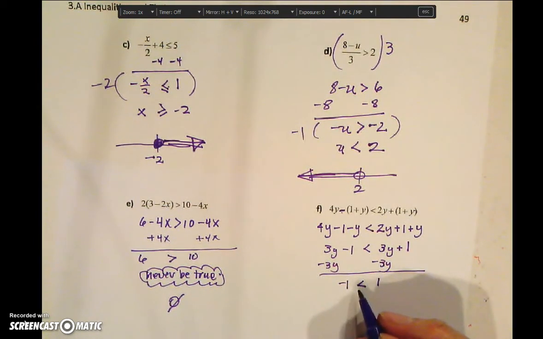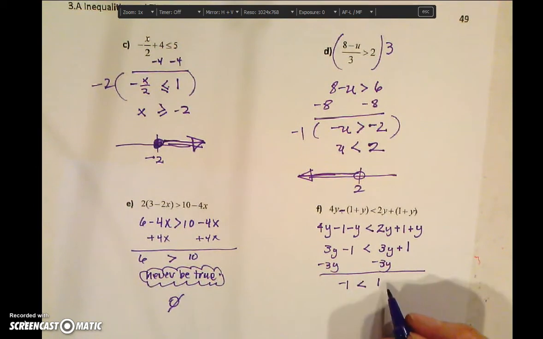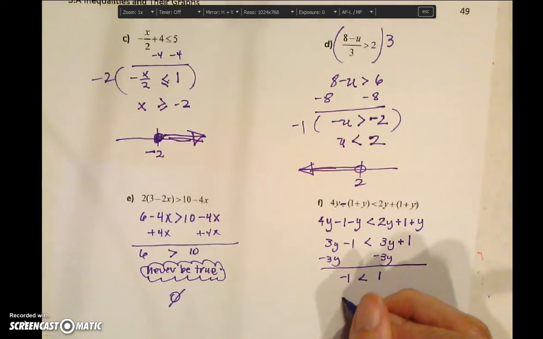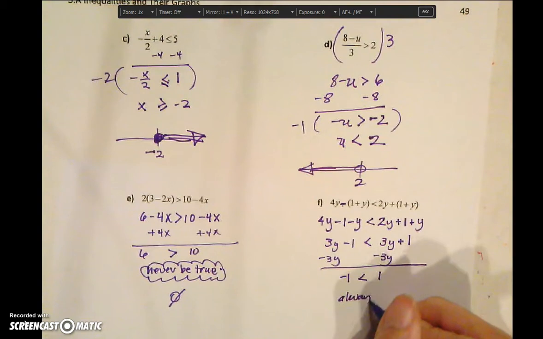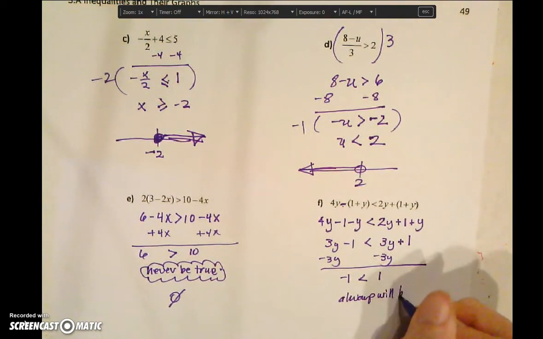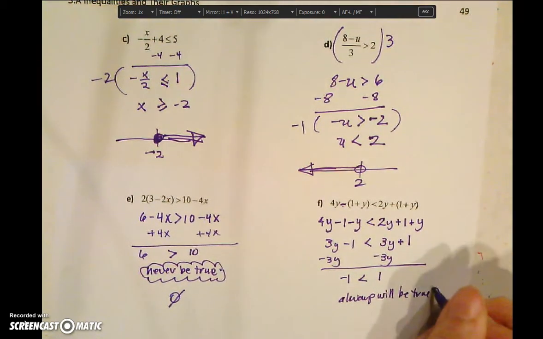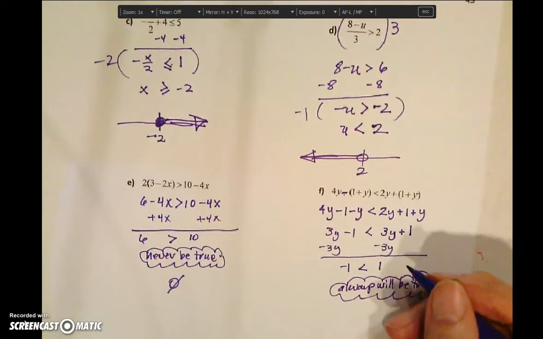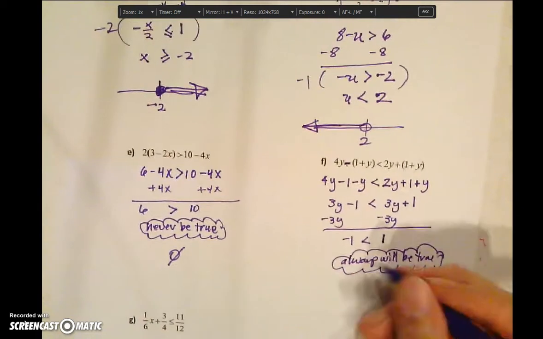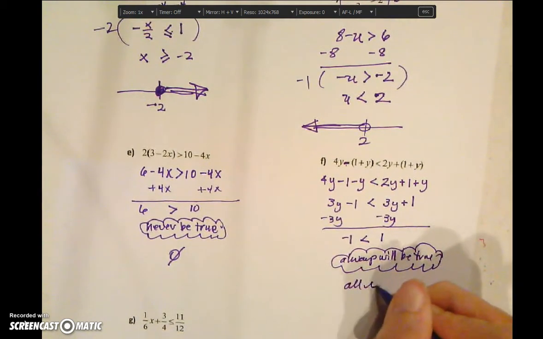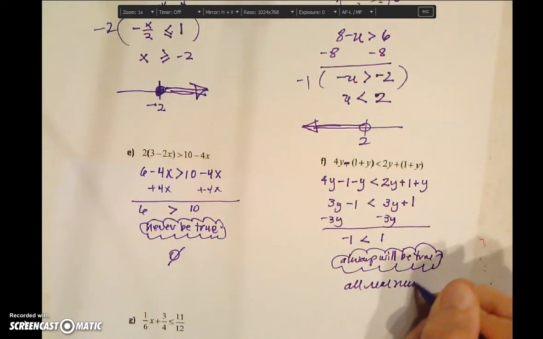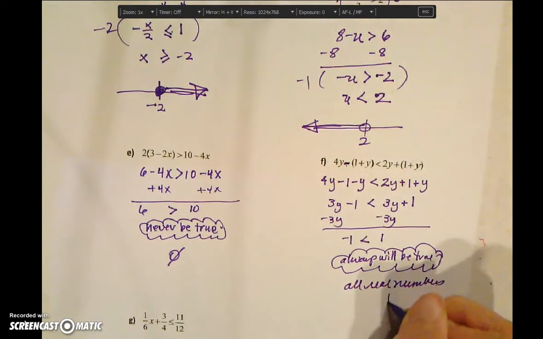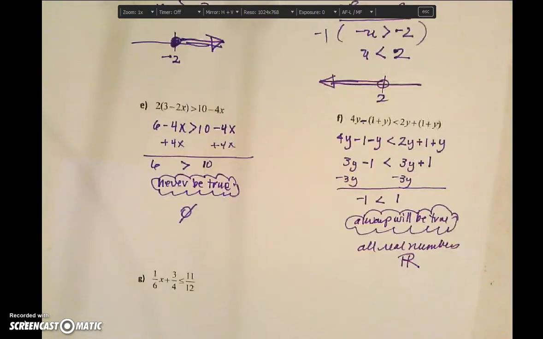Is negative 1 less than 1? Well, yes, it is. That's always going to be true. Always will be true. So, again, there's my thought bubble. That's not my answer. It's just my thinking. And my answer is going to be all real numbers. You can put that little R like that for that.